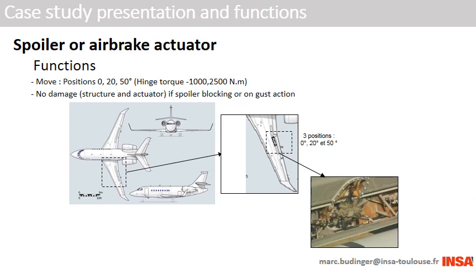The spoiler reduces the lift of the aircraft in order to start an approach towards the airport or to increase the action of the brakes on the wheels for landing. On the considered aircraft, the actuator will have to position itself on 3 different angles while working against aerodynamic forces. These forces can be either positive, when the surface is fully deployed, or negative, when the surface is fully retracted. No damage must appear in the structure or actuator if jamming happens or when gust action occurs.